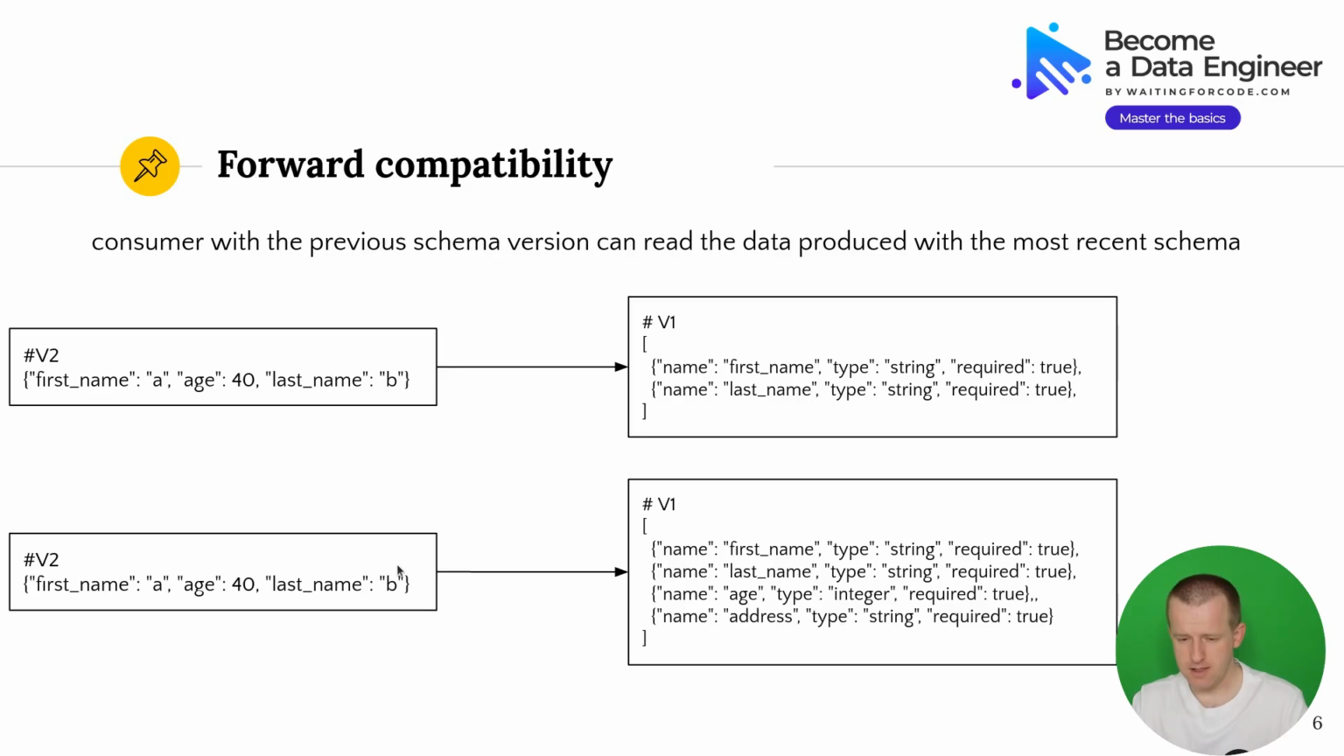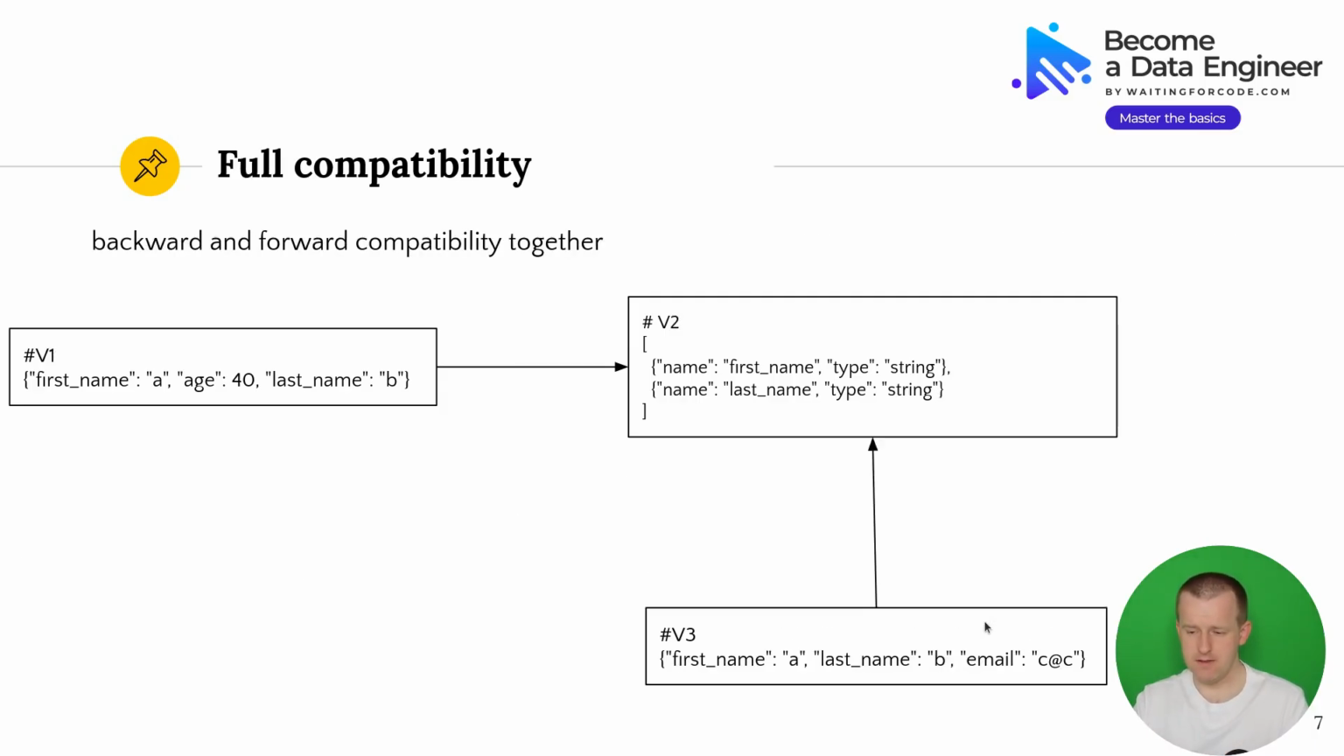Now there is a similar example, but for the forward compatibility, meaning that the consumers that have the previous version of the schema can read the data that is produced by the new schema. So again, here in the first example we succeed with the age attribute, and in the second example we fail simply because the consumers with the V1 expected to find the address attribute, which is required in the input data, so in the V2 schema.